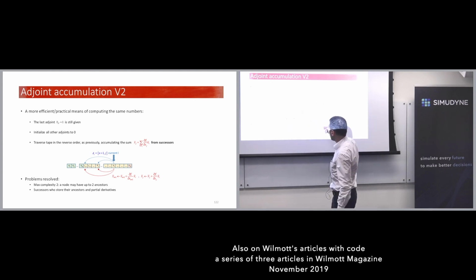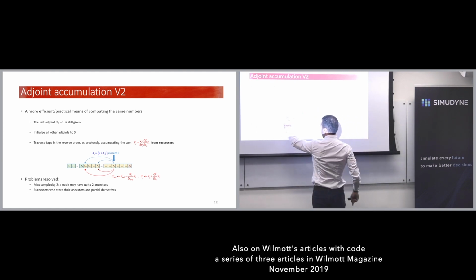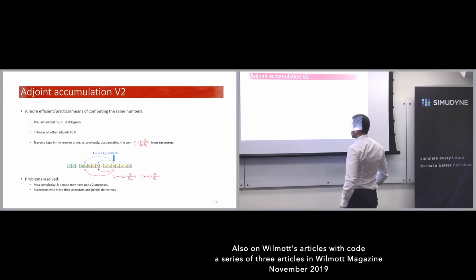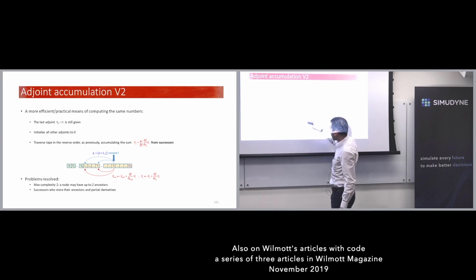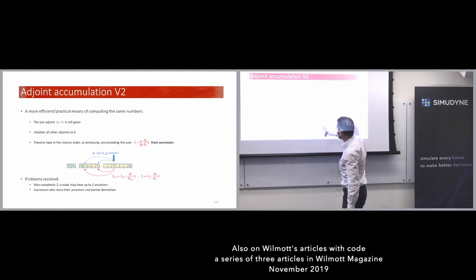And then we traverse the tape in the reverse order, but we accumulate this weighted sum. We don't accumulate it from the ancestor that receives it. We accumulate it from the different successors. So each time we traverse the tape, from each successor, we accumulate the partial adjoint of all of its ancestors. So we basically calculate this same sum, reversing the order in which we calculate it, if you want.